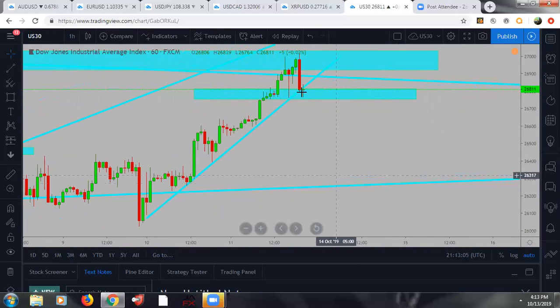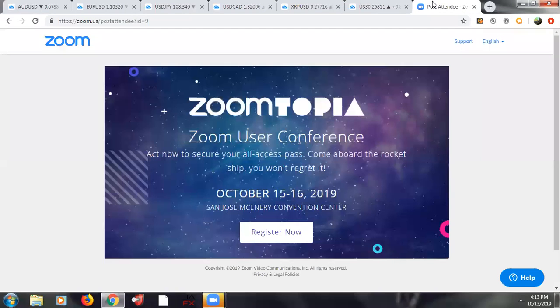So just keep an eye on it, break away from it, retest, and potentially move below these zones, with this bullish trend line being respected right here. So that's that.